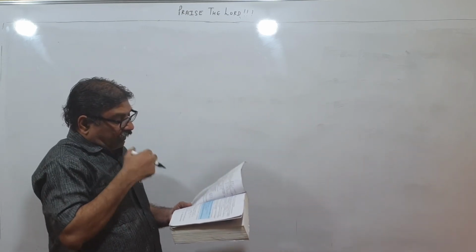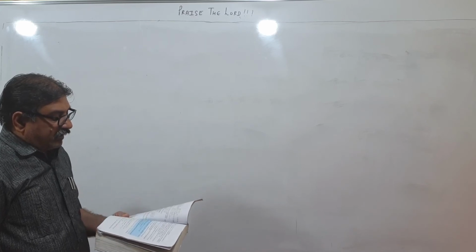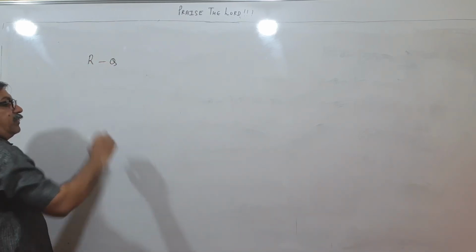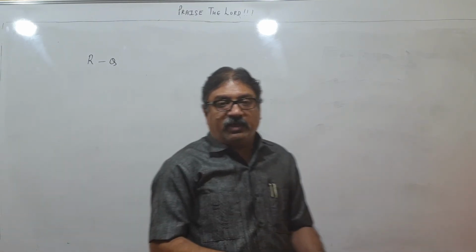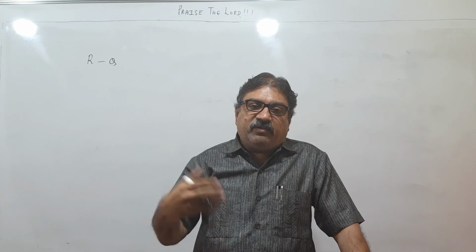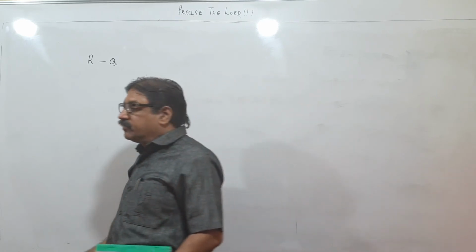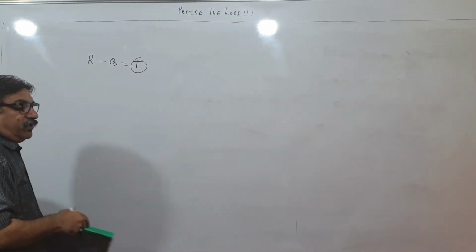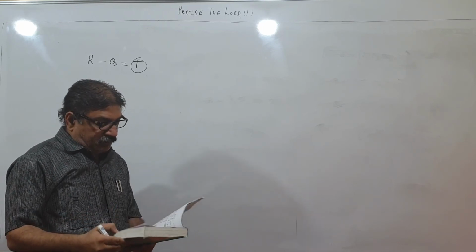Now see, if R is a set of real numbers and Q is a set of rational numbers, then what is R minus Q? From real numbers, take away all the rational numbers. What will remain? Only the irrational numbers. So this will be equal to T. T is the symbol for set of irrational numbers in your textbook. So we write T. That is the answer.